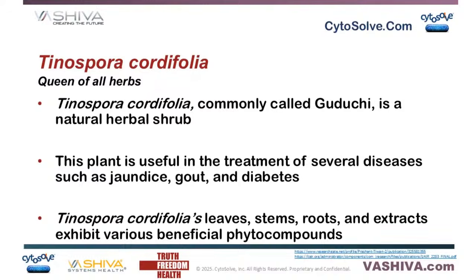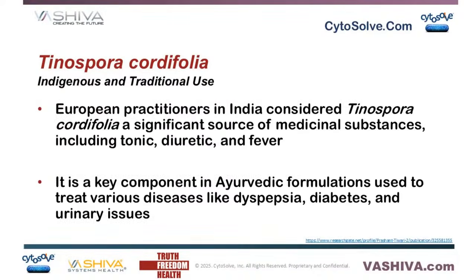The traditional and indigenous uses of Tinospora cordifolia, a medicinal plant widely recognized in India. European practitioners based in India regarded Tinospora cordifolia as a rich source of therapeutic compounds, traditionally used as a tonic, diuretic, and for managing fever. Moreover, it emphasizes the plant's importance in Ayurvedic medicine, where it is commonly included in formulations to treat a variety of health conditions, including dyspepsia, diabetes, and urinary disorders.